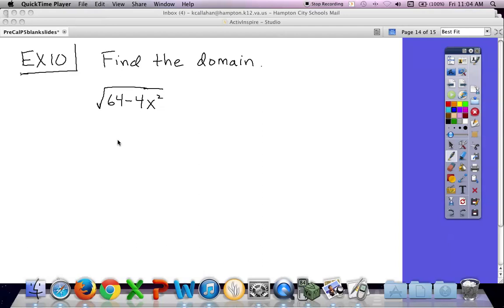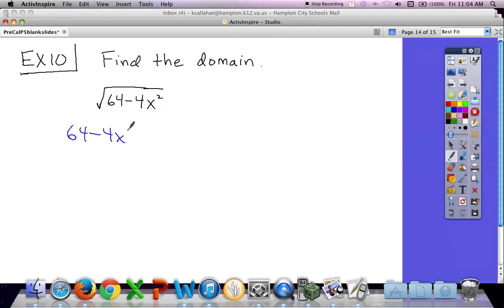In this case, you can see that's a square root, so we can't take the square root of a negative number, right? So we have to think, how could we find the domain of this, the acceptable x values? The expression under the root has to be greater than or equal to 0. Then do this: 64 minus 4x squared is greater than or equal to 0. Set it greater than or equal to 0, and then do the process that we just learned. Let's find when this thing is greater than or equal to 0.